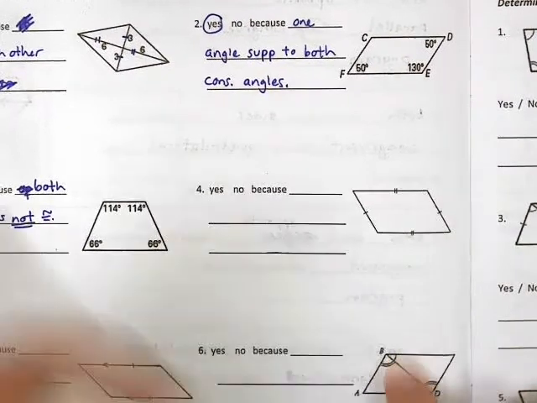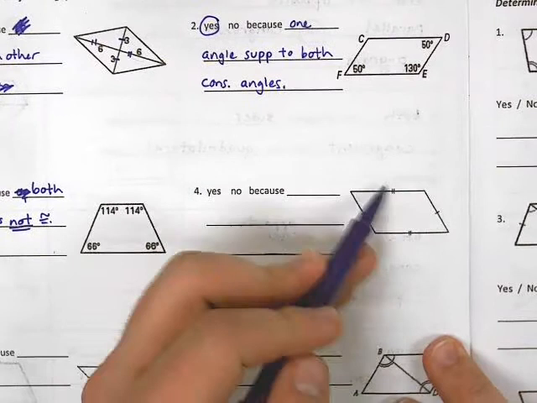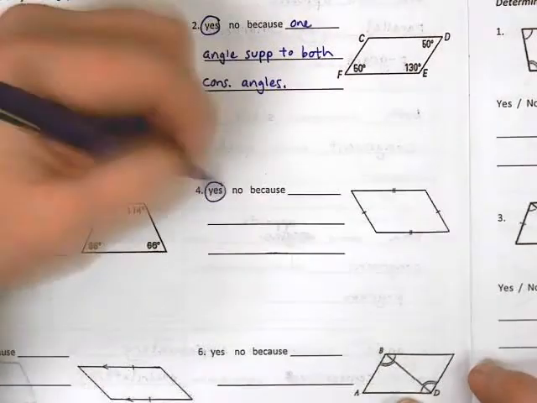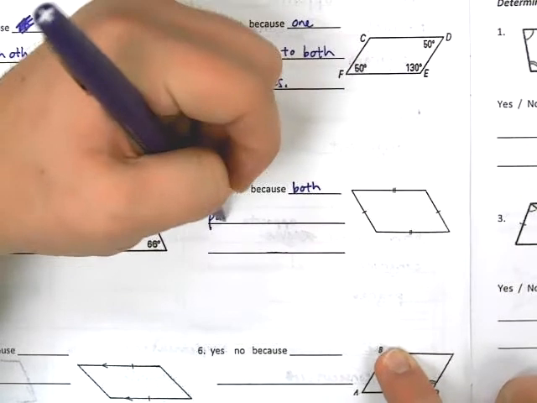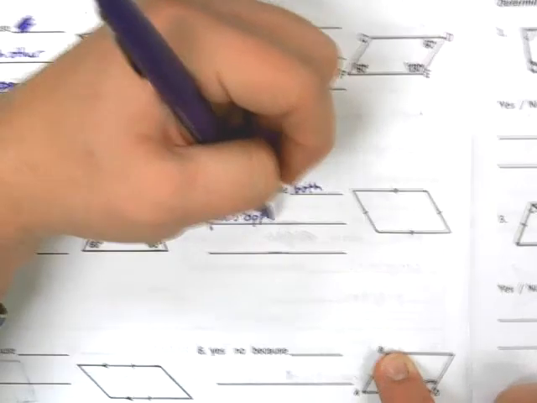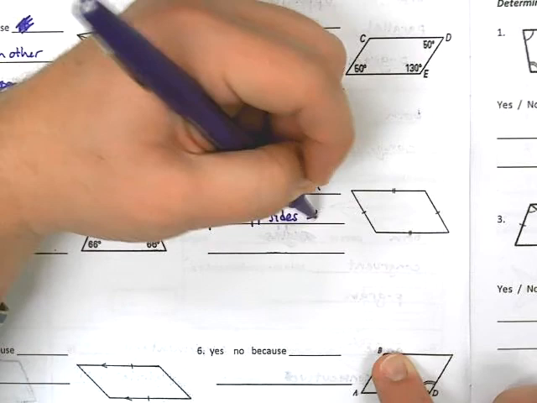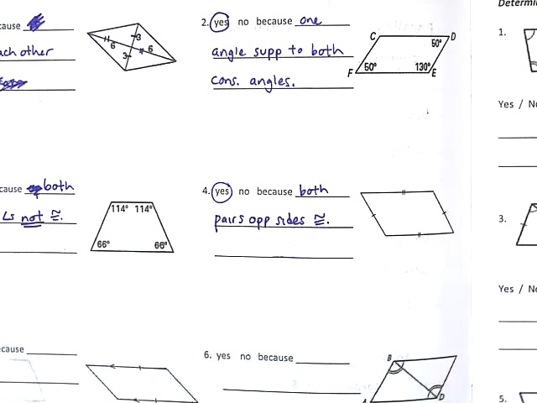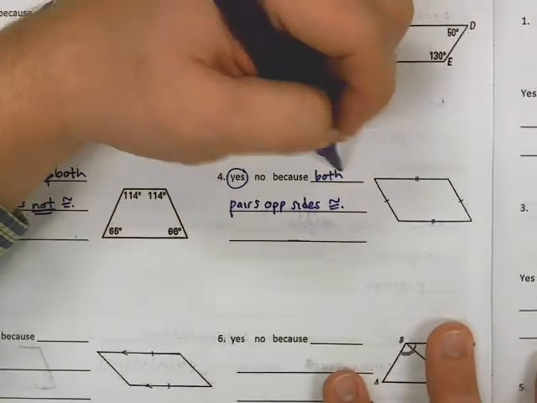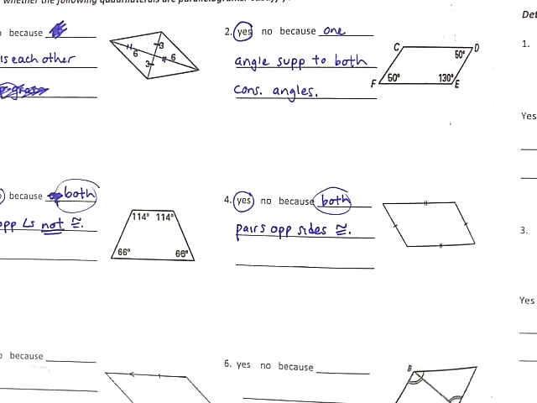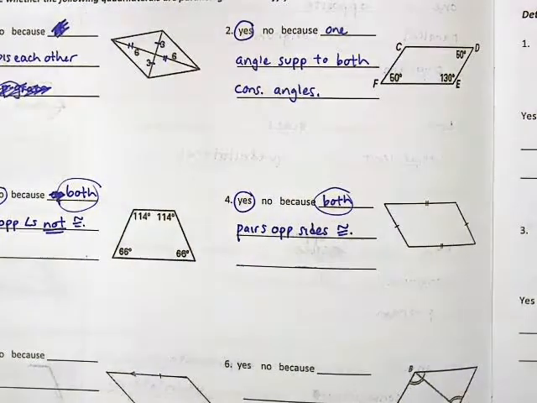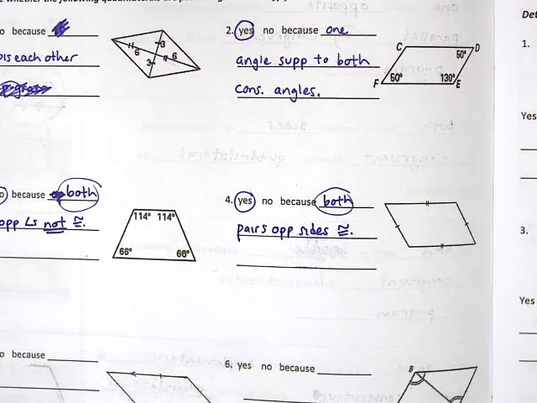Number 4. This one's nice and easy, right? We see congruent, congruent. This is a big yes. And we say yes because both pairs of opposite sides congruent. Please be on the lookout and just make sure you understand. I'm looking for words like both. Both. All right? These are important ideas that need to be present in order for us to understand that something is a parallelogram. All right?